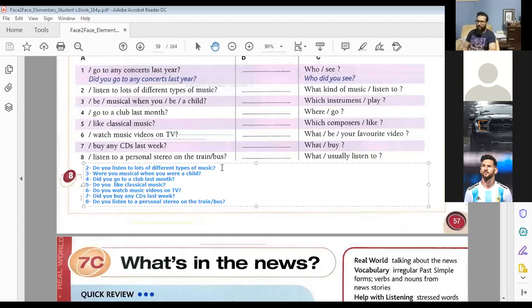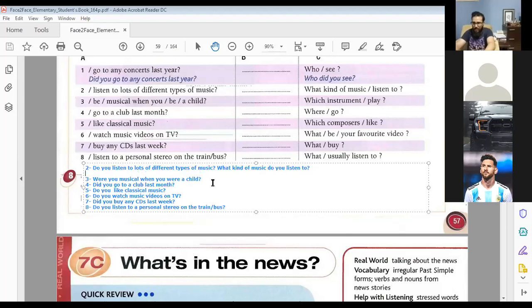What kind of music do you listen to? Yes? Complete it. What kind of music do you listen to? That's correct, very good. What kind of music do you listen to? Very good.